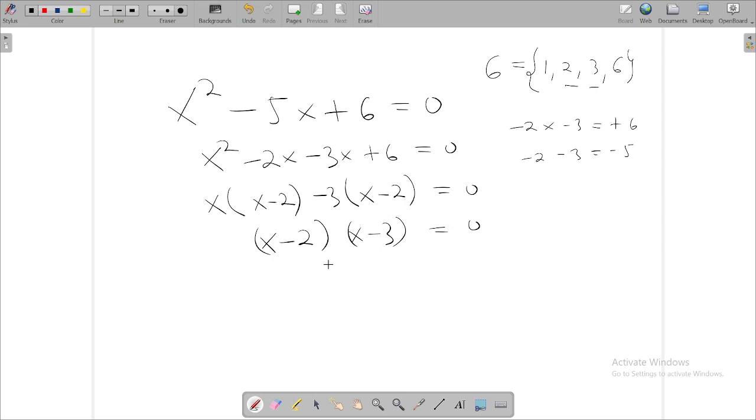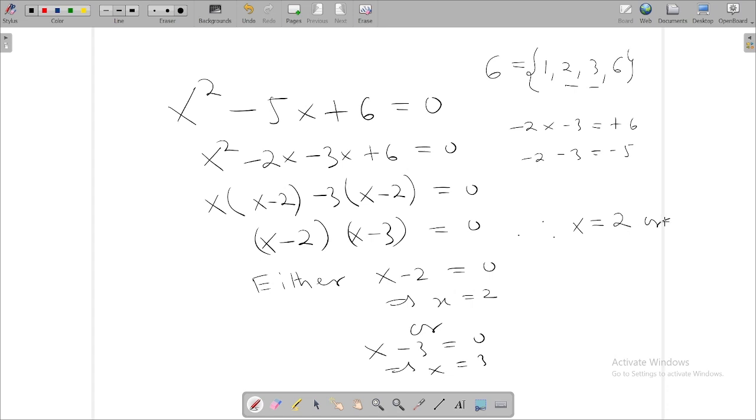From here, we apply our zero product rule, which says that it is either x minus 2 is equal to 0, which implies our x equals 2, or our x minus 3 is equal to 0, which implies our x equals 3. Therefore, our x is equal to 2 or x is equal to 3.